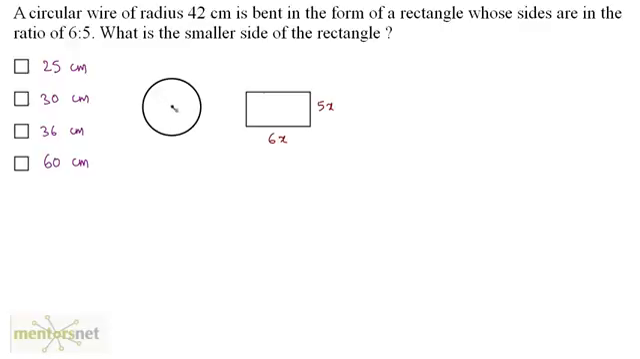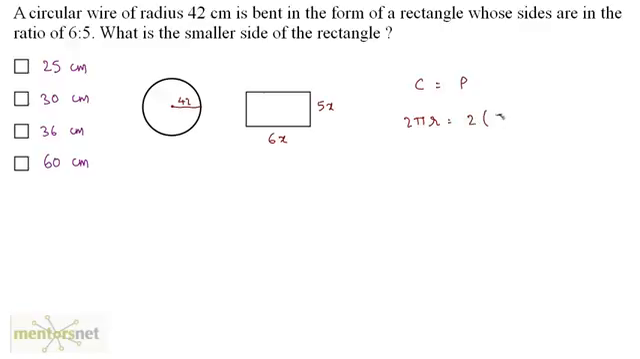Now we have been given the radius of the circular wire, that's 42 centimeters. Now it is said that this circular wire is bent in the form of a rectangle. That means the perimeter of the circle will be equal to the perimeter of the rectangle. In other words, the circumference of the circle is equal to the perimeter of the rectangle. So C is equal to P. What is the formula to calculate the circumference of a circle? That's 2 pi r. It is equal to the perimeter, which is 2 times L plus B.